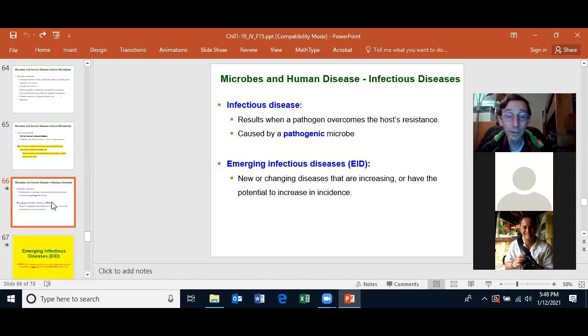So that is a new and emerging infectious disease. Okay, any disease that has the potential to increase in incidence is also considered an emerging infectious disease. I will talk a little bit more about it later, but there was concern that bird flu could be an emerging infectious disease. It has the potential to increase in incidence.